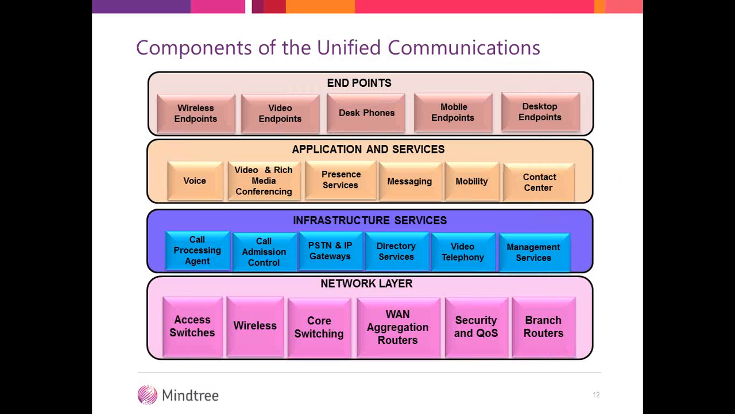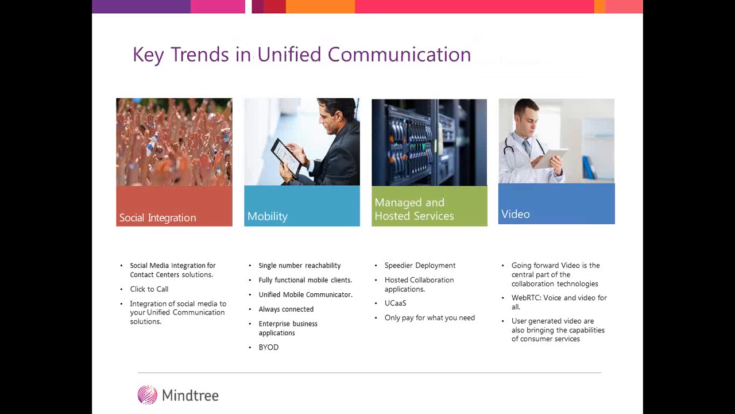On top of this network infrastructure layer, the layer which is going to sit is the application and services layer. This is the layer where all your UC and UC&C applications are sitting. And the topmost layer is the endpoint. So what is an endpoint? Endpoints are the devices which are going to use this unified communication application. This endpoint could be your desk phone, mobile phones, IP phones, wireless endpoints, or it could be anything.